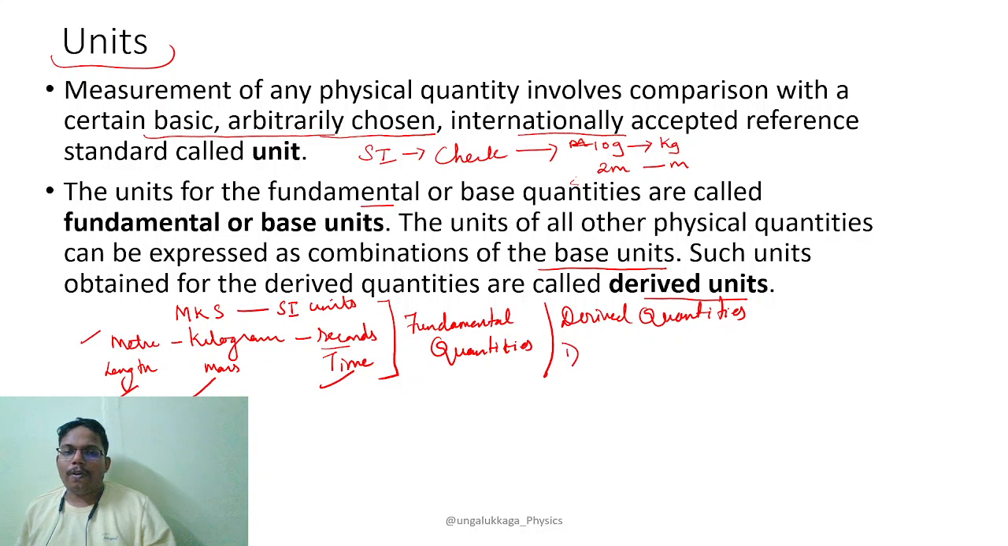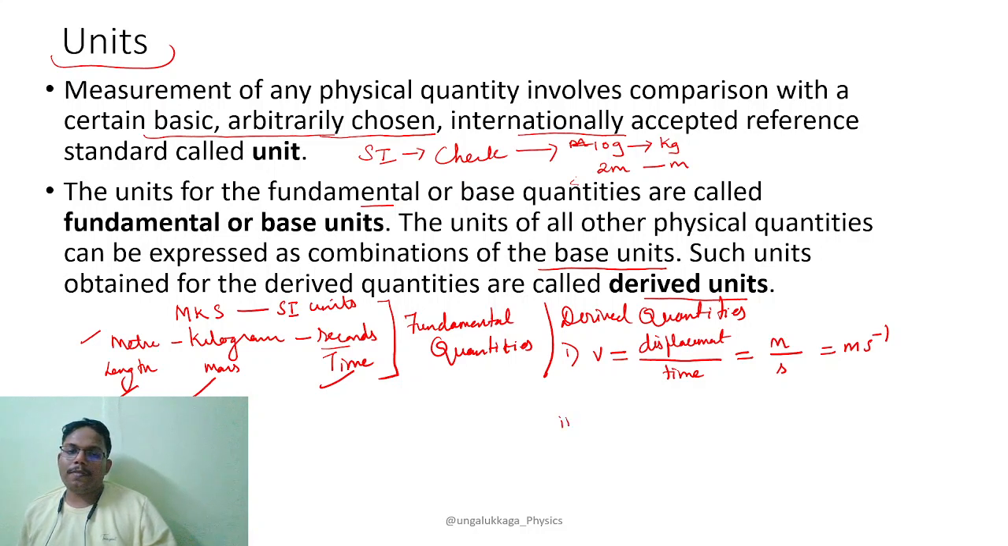So let me take the formula for velocity. V is equal to displacement by time, right? So V is nothing but displacement by time. Displacement is nothing but some sort of length, so it is measured in meter, and time in SI units we measure in seconds. So the unit of velocity, which we derived from the fundamental quantities, is meter per second, or m s^-1, right?